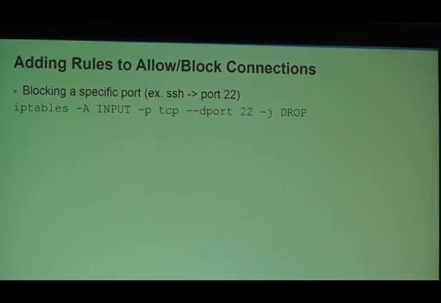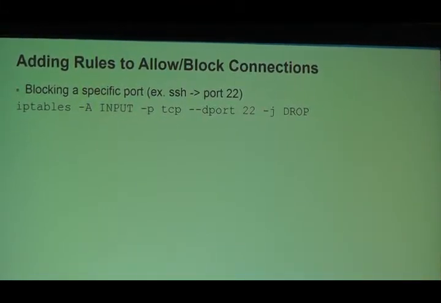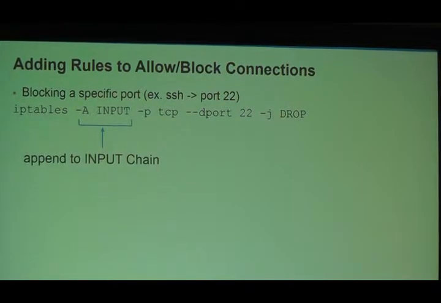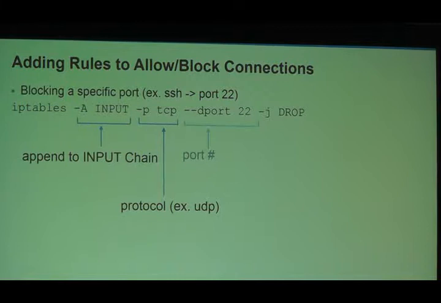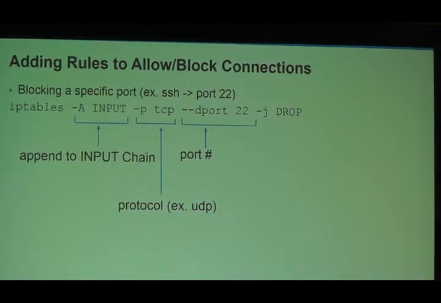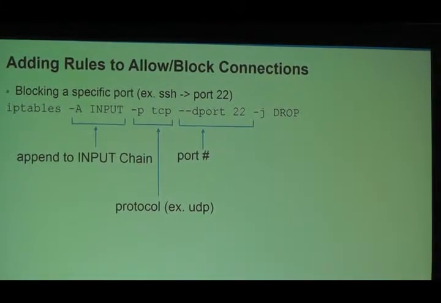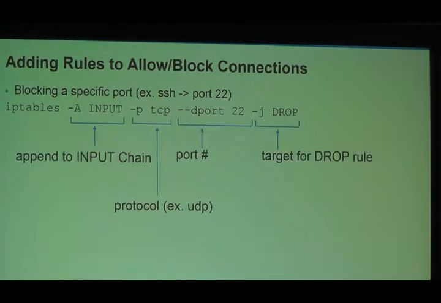Let's say you wanted to block a specific port. You do something very similar. You add a rule to the input chain. You specify the protocol, TCP or UDP. Specify the port number. In this case, let's say we're blocking the SSH port, 22. And then you target that traffic for DROP.